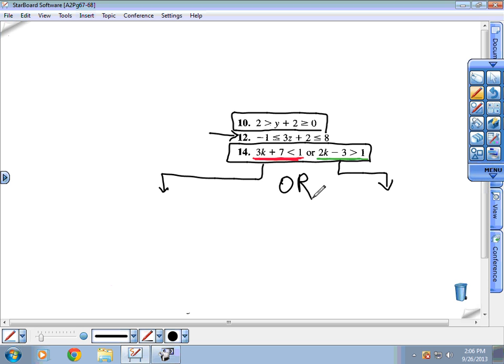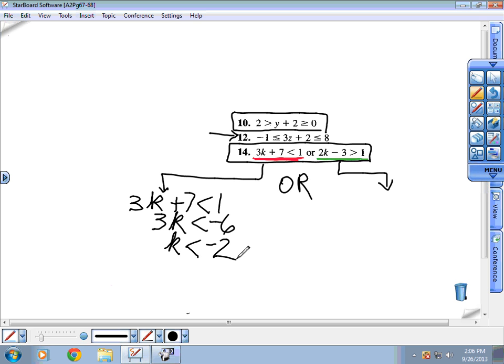That means either one of these could be true. So let's start with our 3k plus 7 is less than 1, and let's solve this side. We subtract 7 from both sides, minus 6 over here, and 3k over here. Divide by positive 3, which means I still don't have to flip that sign, and I get minus 2. So k is less than -2.